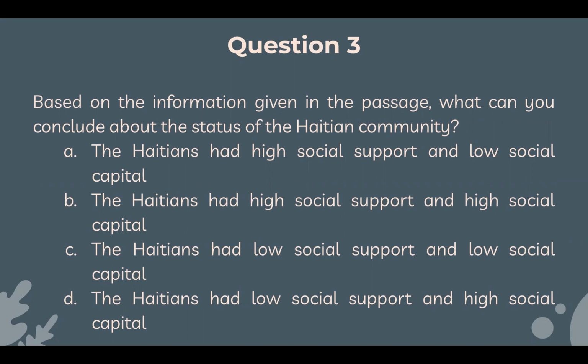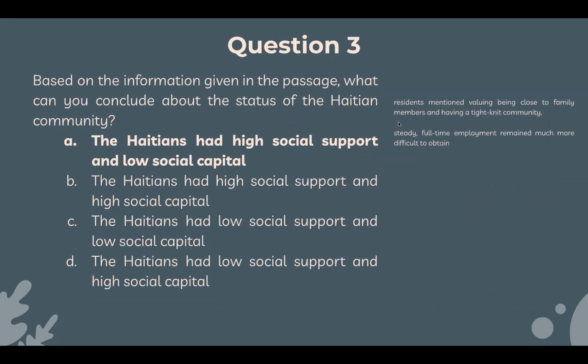So in this passage, we're told that the Haitians are very close to their family members and live in a tight-knit community, meaning that they have high social support. Social support includes advice, emotional support, or financial support. However, later in the passage, we're told that the Haitians have a difficult time finding full-time employment, so this would decrease their social capital. The Haitians are unable to join social networks to gain economic capital, so that's why they have low social capital. And that's why A is the correct answer.